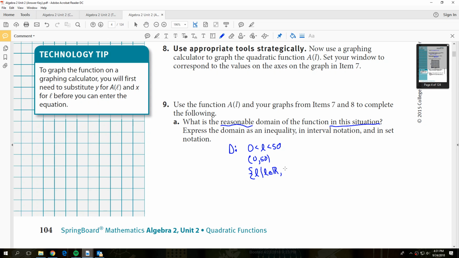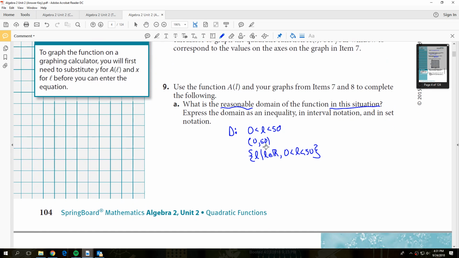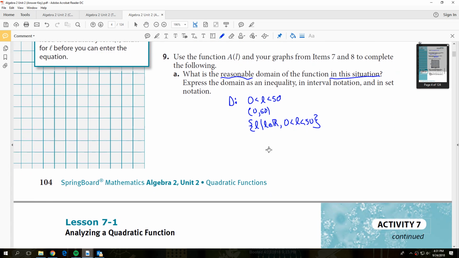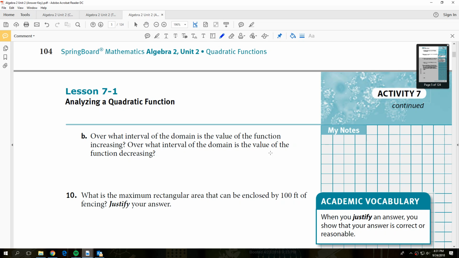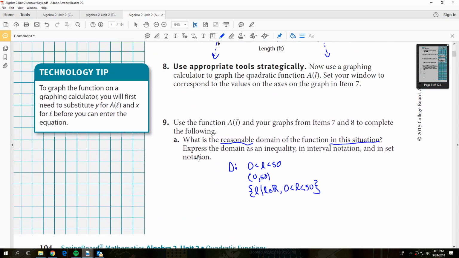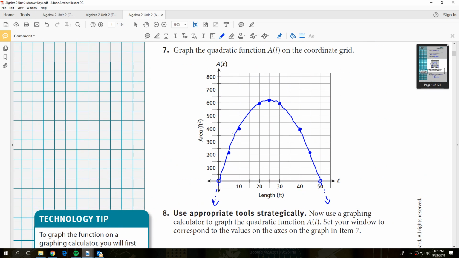And L will be between 0 and 50, like so, and then close your curly brackets. Anyway, over what interval of the domain is the value of the function increasing? Okay, this is very interesting. And where is it decreasing? Well, let's go back up here. So what does it mean to be increasing?